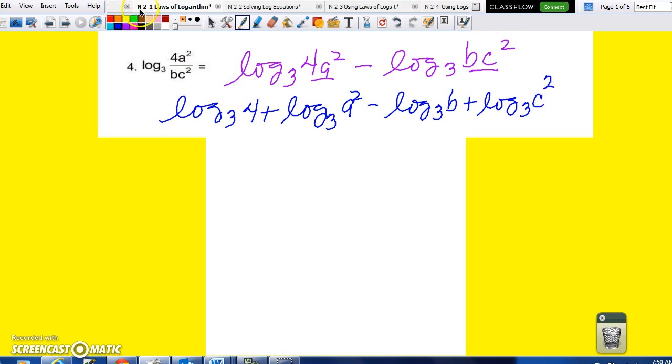But what do I have to remember to do? That's correct. Move my powers. So my 2 and my 2 are going to have to move where? That's correct, in front of the log. So my 2 goes there and my 2 goes there, which eliminates them there. And I'm done. So make sure you look over that one because you will see something like that on your test that's coming up shortly. So now we're going to move to the next page.